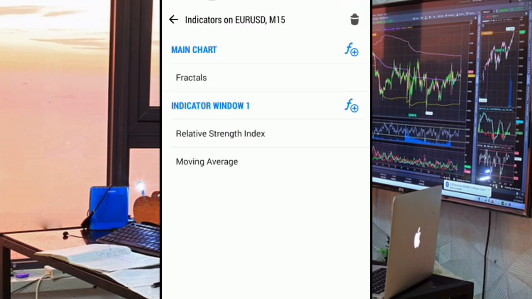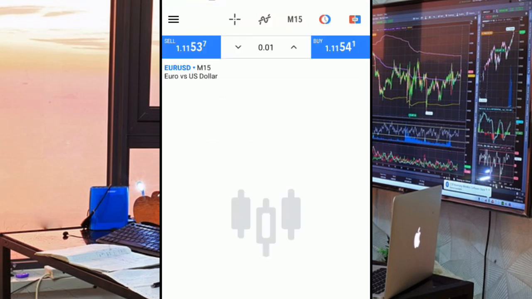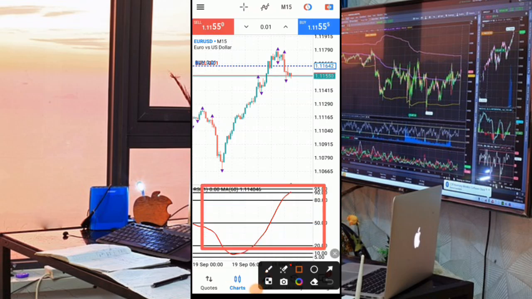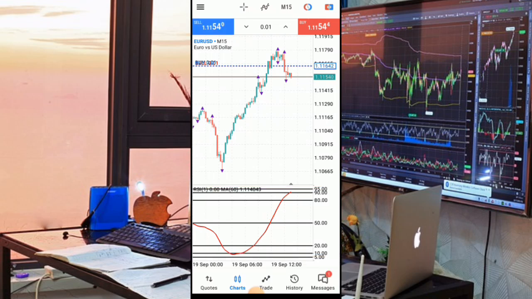So now we've got our fractals, relative strength index, and moving average. So these are our indicators this side. If you take note, this is the RSI with the moving average, the moving average being this one, which is red, and when we come up here we have got fractals. So these arrows that you keep seeing are what we call fractals. So now let's get on to the strategy.